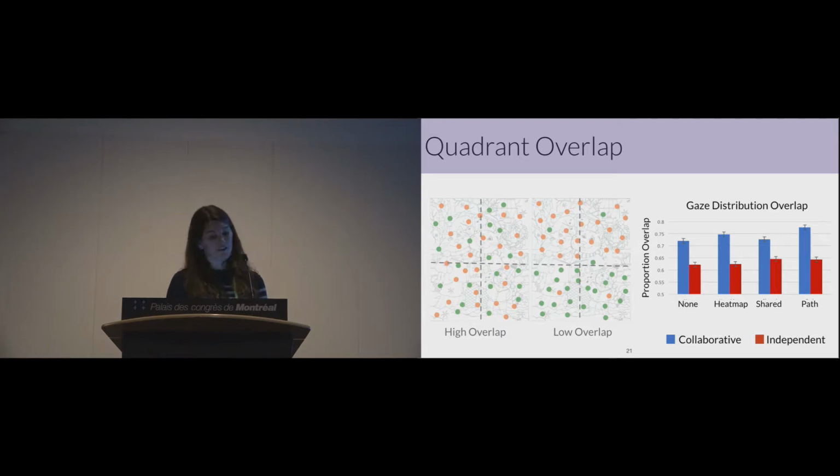But if we look within the collaborative searches, we see that pairs have significantly more quadrant overlap with the path visualization compared to shared area and none, while heat map lies in the middle, suggesting that when the path visualization is displayed, pairs are more likely to attend to their partner's gaze visualization and look in that quadrant that their partner is looking at. And interestingly, we don't see any effect of gaze visualization on independent searches. So when pairs aren't searching for the same objects, we're not seeing an impact of the gaze visualization, although it was displayed during these independent searches.